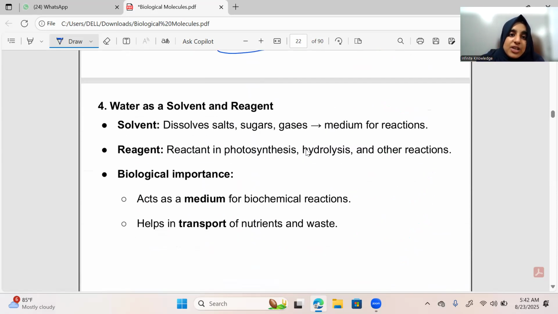What is a solvent and reagent? It is basically used as a solvent. Why? Because it is polar, right? So it can easily dissolve into many molecules. It acts as the medium for biochemical reactions, and it helps in the transport of nutrients and waste. Okay, so it basically helps in digestion.